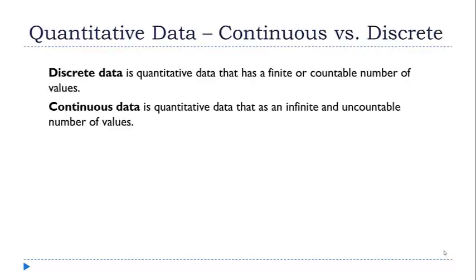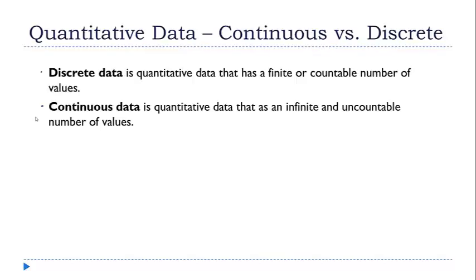A second way that we classify data is by whether it's discrete or continuous. A discrete variable is one whose values are either finite or countable. A continuous variable is one whose values are infinite and not countable. Now, that countable word is a little tricky. It has a technical definition from set theory that's really more complicated than we want to get into here.